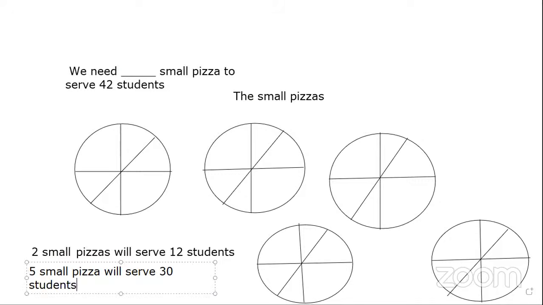So again, if I'm paying close attention, I can already see how many pizzas will serve 42 students, because I could add this 30 and this 12, right? to get to 42, and I can add this 5 and this 2, and say that there would be 7 pizzas for 42 students. But I really want to do the elaborate way.